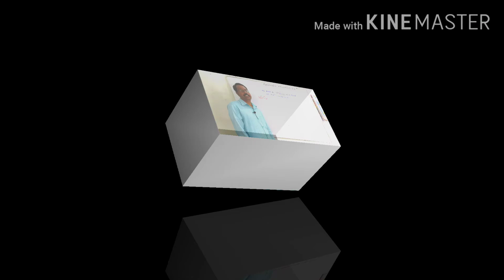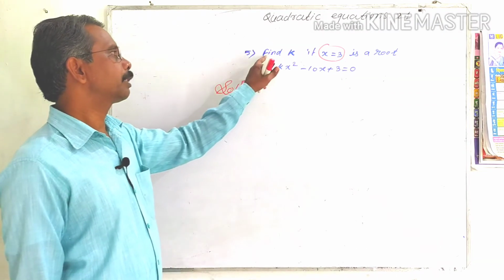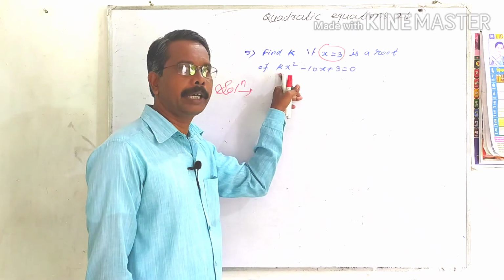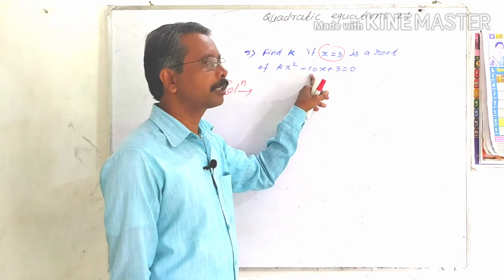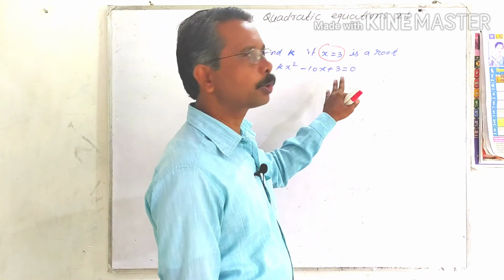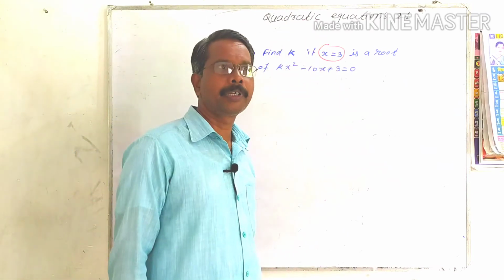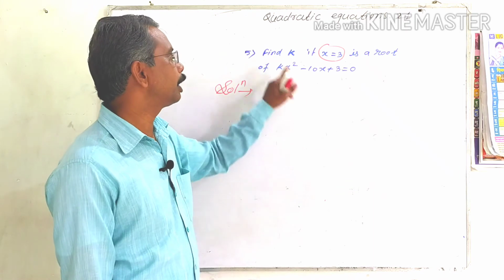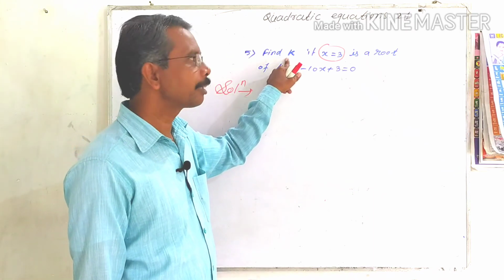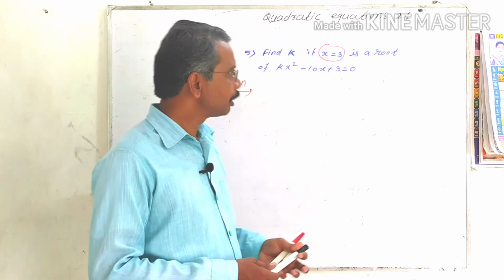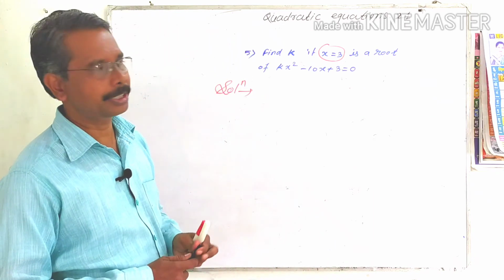Okay, next question. Our question is: find k if x equal to 3 is a root of kx square minus 10x plus 3 equal to 0. Obviously it is a quadratic equation and we have to find the value of k, and the value of x is given, that is 3. So let us see.